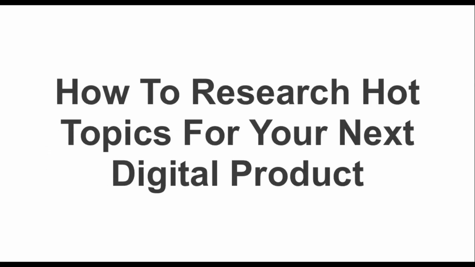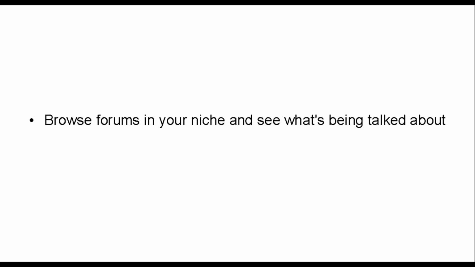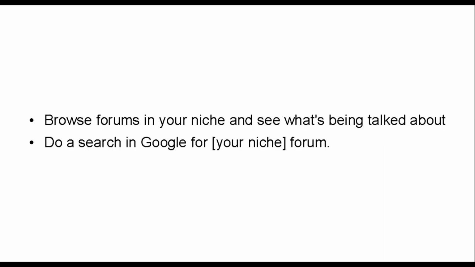In this video, I'm going to talk you through how you can research hot topics to create an information product around. And the first way that you can do that is to browse forums in your niche and see what's being talked about. Simply do a search in Google for your niche and forum, and then take a look at the forums and see what questions keep coming up, see what people are asking, see what answers are being given.